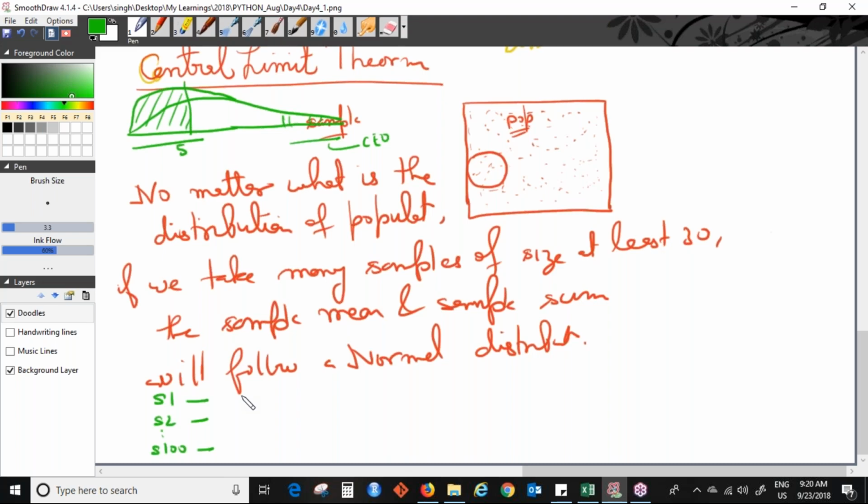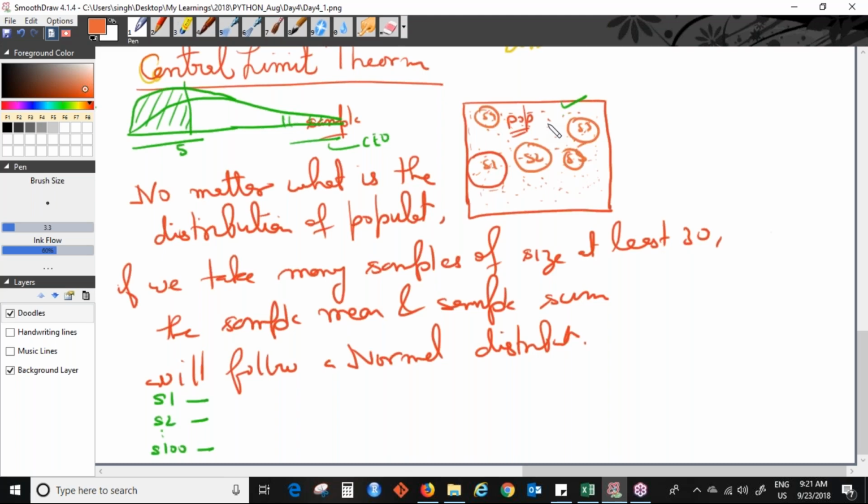Now what does this theorem tell us? Imagine this is all software professionals in Bangalore. You will take many samples, S1, S2, S3, S4, and let's say S5. If you take many samples of size at least 30, that means in each of these samples you will have to include at least 30 individuals. Not less than that. That is what the theorem tells you.